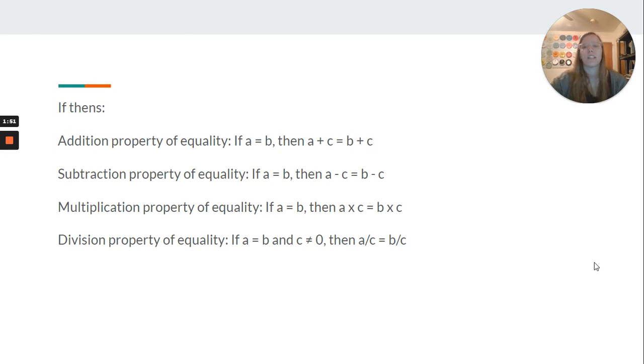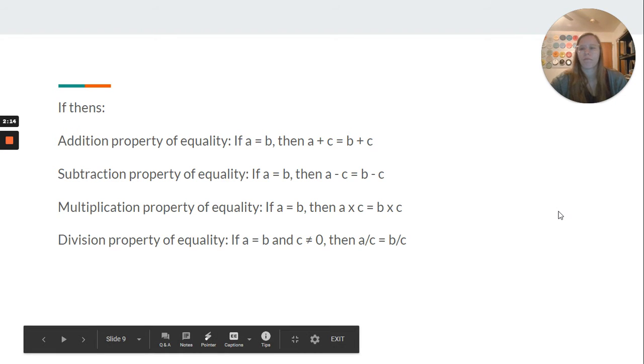So what about if-thens? Addition property of equality. If A equals B, then A plus C equals B plus C. Subtraction. If A equals B, then A minus C equals B minus C. Multiplication, the same thing with multiplication, and then division has a little bit extra. If A equals B and C does not equal 0, then A divided by C equals B divided by C.